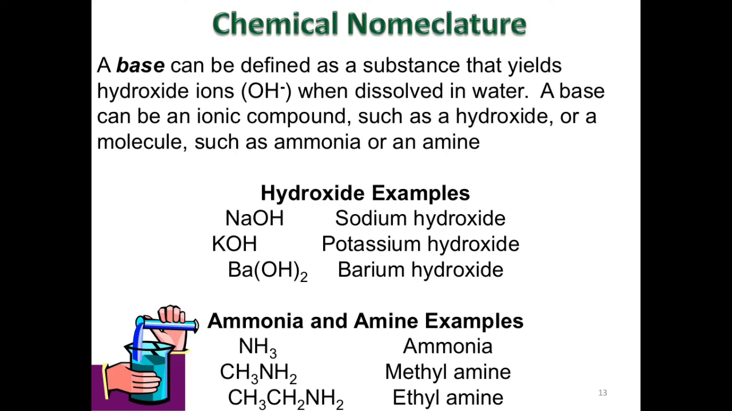So ammonia, NH3, when put in water, becomes ammonium hydroxide, which is a base. And methylamine, when put in water, also pulls a hydrogen off a water molecule and produces hydroxide. We call that methylammonium hydroxide. And then lastly, in this example, is an ethyl group attached to the NH2, and that's called ethylamine, and it too, like the methylamine, produces hydroxide.